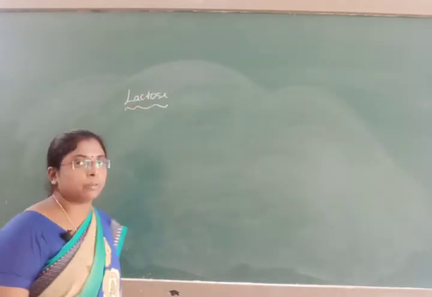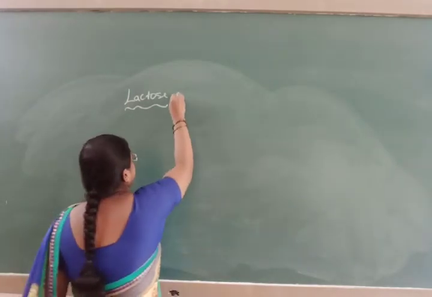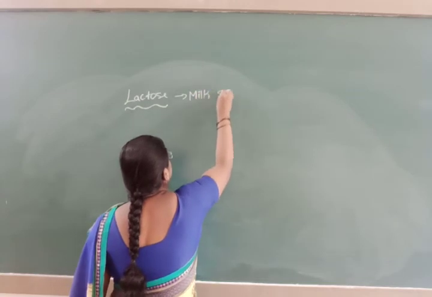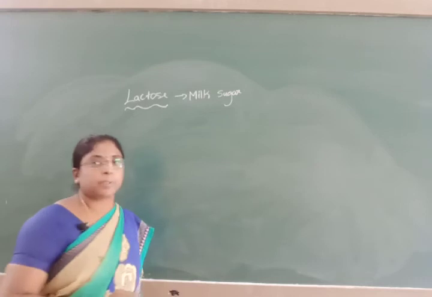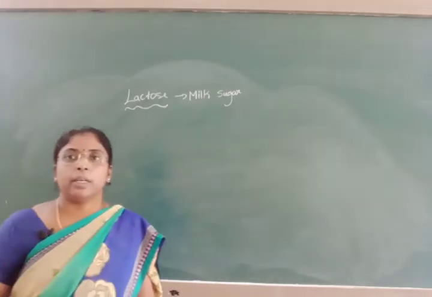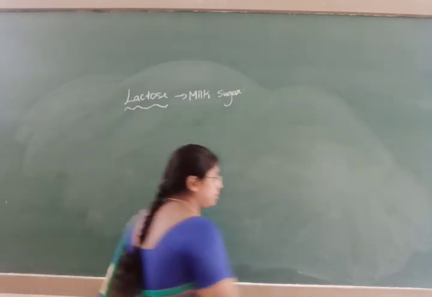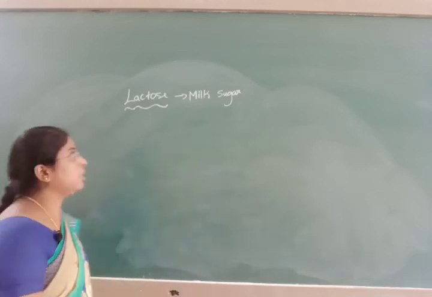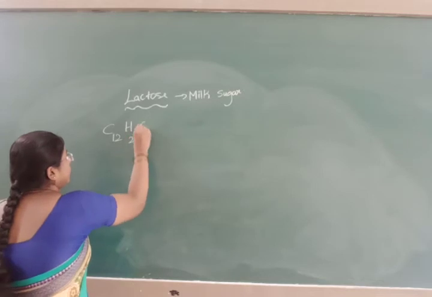Lactose is also known as milk sugar. Lactose is commonly known as milk sugar. The word itself indicates milk sugar, which means this lactose is present in the milk, hence it is known as milk sugar. Lactose is a disaccharide having the formula C12H22O11.